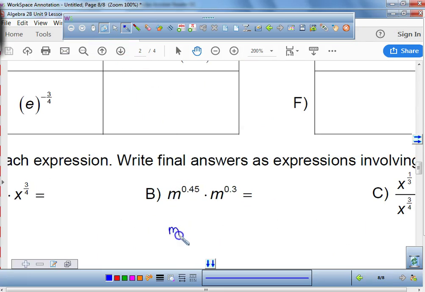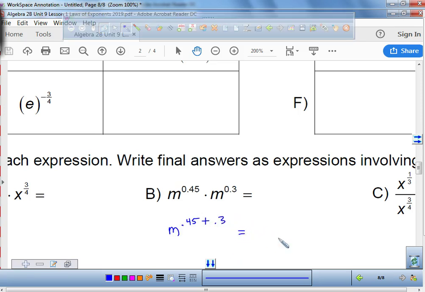We have m to the power of 0.45, and we're adding 0.3, 3/10. So what does that give us when we add those together? M to the power of 0.75, right? 45 plus 30 is a total of 75. Oh, wait a second. What fraction is that? 3/4, right? You get 3/4 at 75 cents.